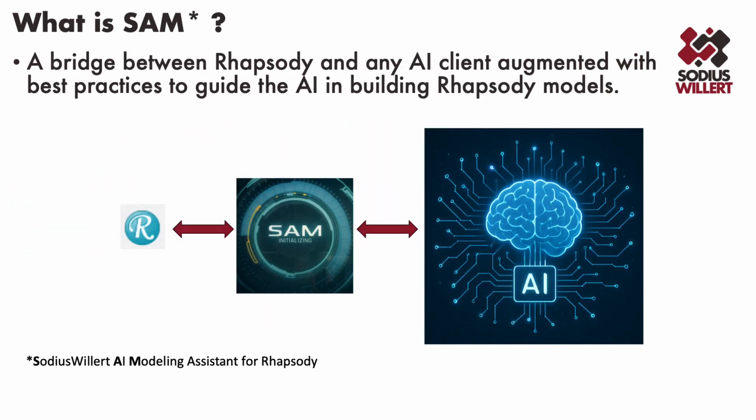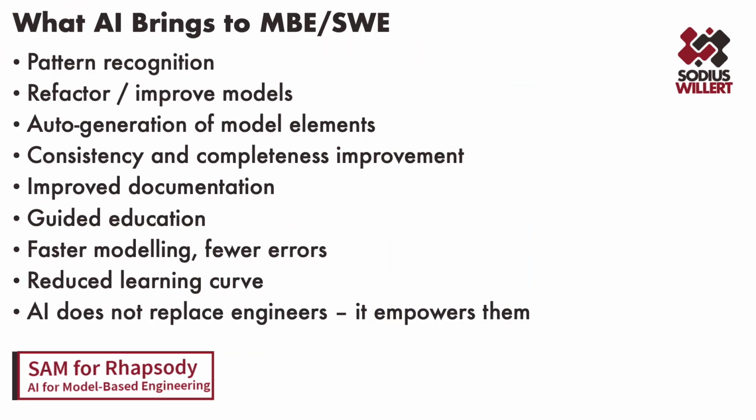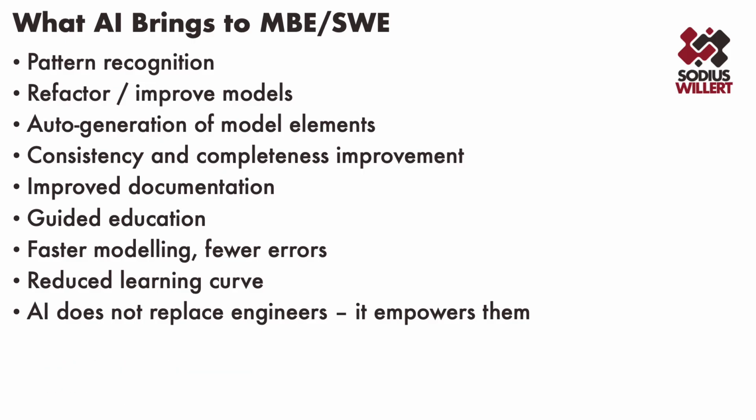The SodiusWillert AI Modeling Assistant for Rhapsody, or SAM for short, enables AI for modeling. SAM provides an AI assistant with an interface to read and modify Rhapsody models. But it's more than that. It contains 30 years of experience in model-based systems and software engineering and extensive knowledge of the Rhapsody API, all distilled into a set of tools that allow an AI assistant to drive Rhapsody as if it were a Rhapsody expert.